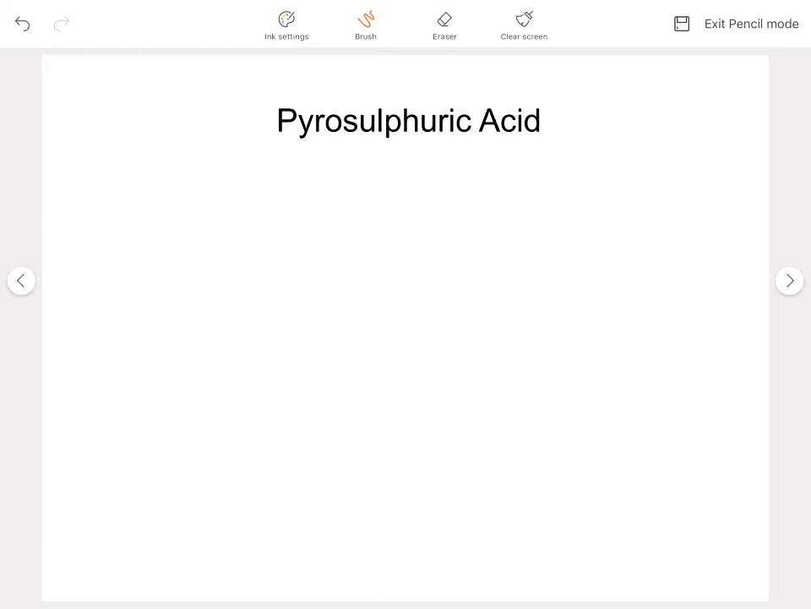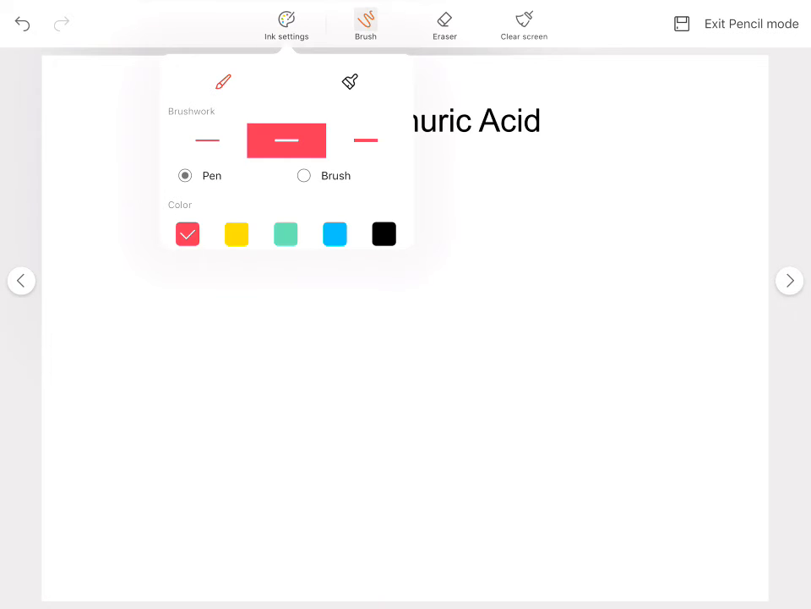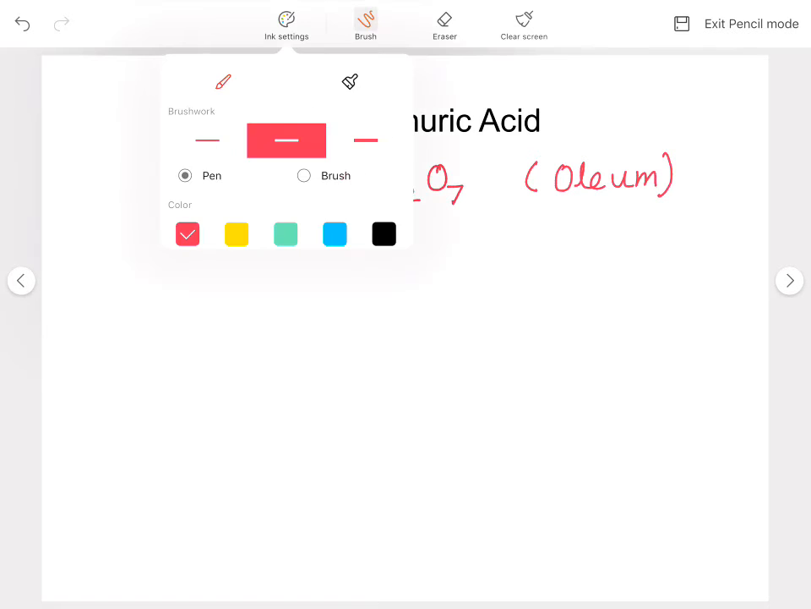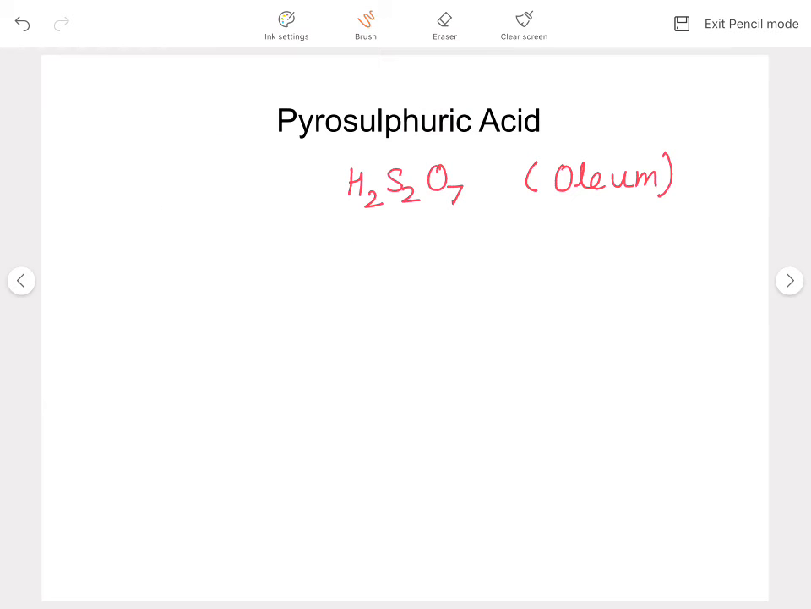Next we have pyrosulfuric acid. In pyrosulfuric acid we have the formula H2S2O7. This acid is also known as oleum. You must have heard this name during the preparation of sulfuric acid.